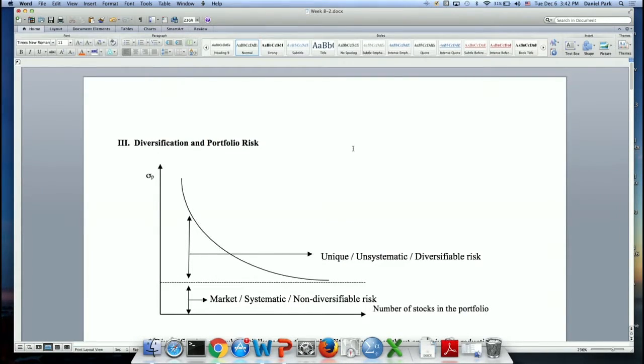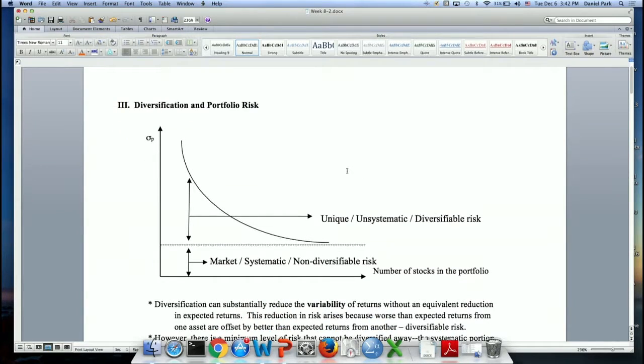We saw that by adding more assets to a portfolio, we can reduce risk a lot, right? Here, diversification and portfolio risk: adding more assets into your portfolio, you're going to see your risk will be reduced a lot. So the number of stocks in the portfolio, maybe 2 stocks, 4, and on and on. If you add more and more here, then your risk will go down.